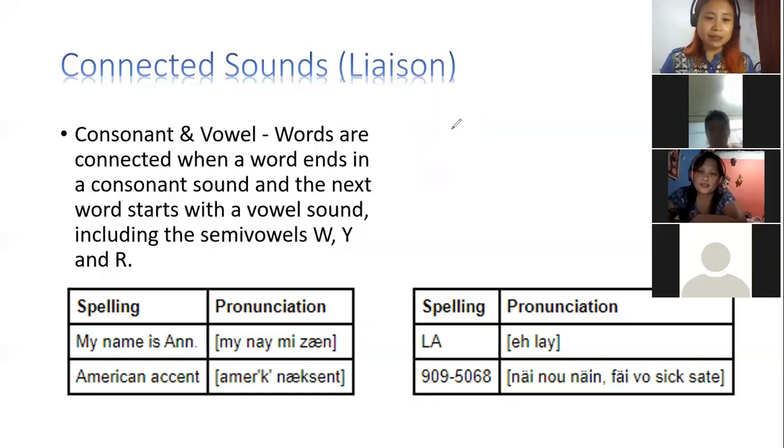So we have here the words, the spelling, the sentence, and the pronunciation. Who would like to try the first one? How about Alejandro? First sentence, the spelling and pronunciation, ma'am. My name is Anne. Okay, yes, ma'am.